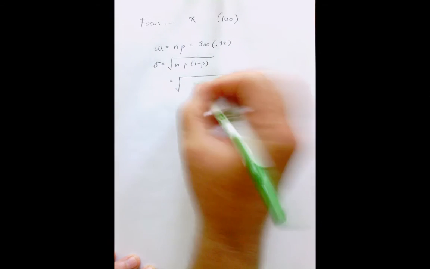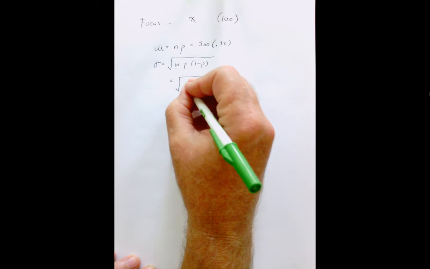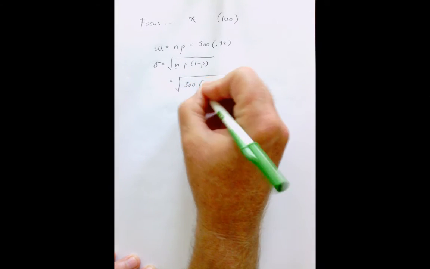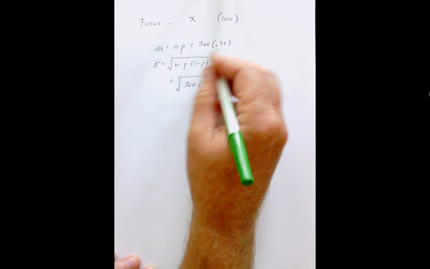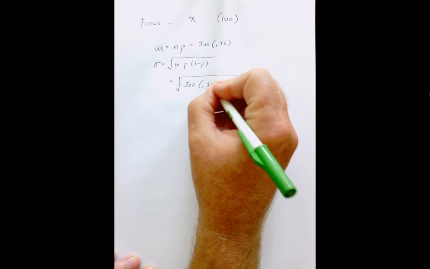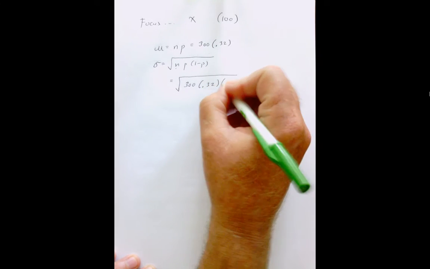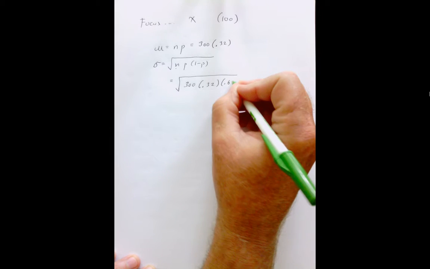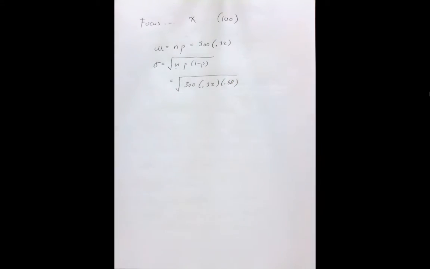This is the square root. What's N? 300. What's P? Well, that's our 0.32. And 1 minus P is 0.68.